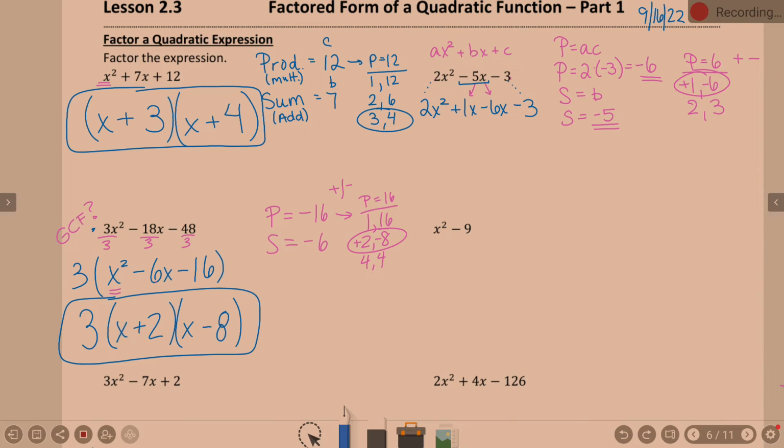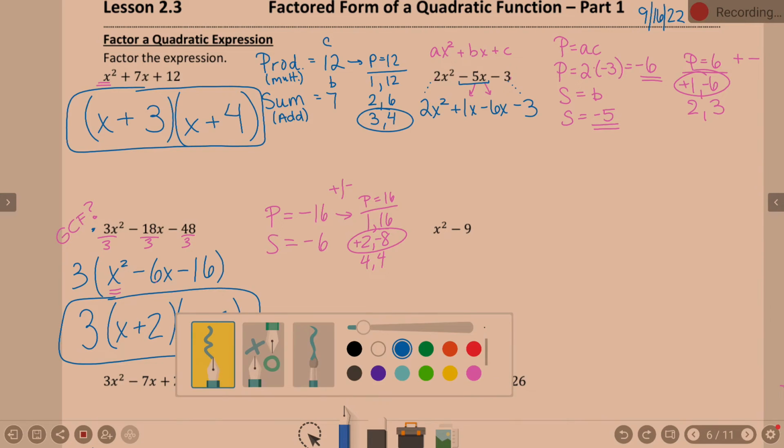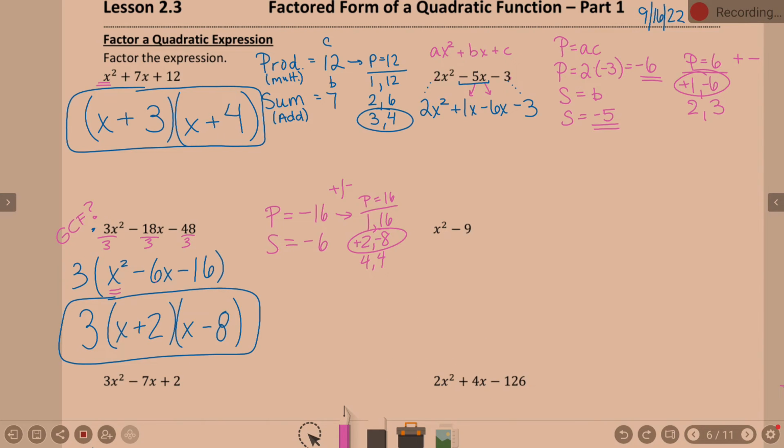So I took my middle term with negative 5x, and I split it with my numbers I came up with, 1x and minus 6x. Okay, I have how many terms here? 4 terms. So when I have 4 terms in factoring, we often can factor by grouping, which is what we're going to do here. I'm going to split this into halvesies.